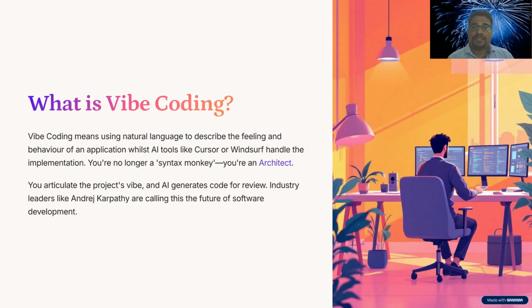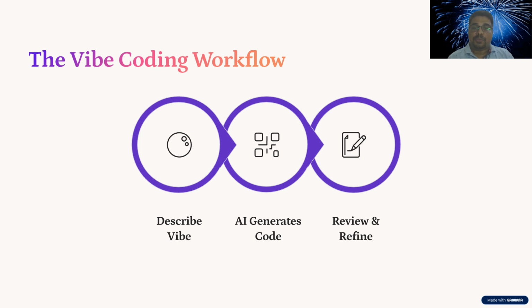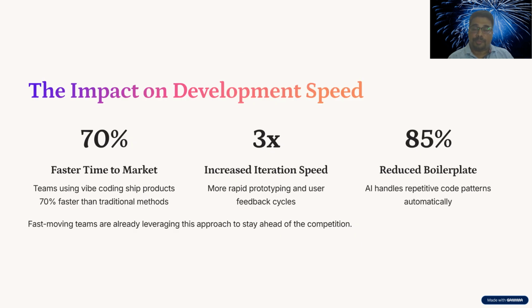Vibe coding means using your words to describe the feeling and behavior of an app, while an AI tool like Cursor or Windsurf does the heavy lifting. You aren't a syntax monkey anymore, you are an architect altogether. This is how we have to look at it. You describe the vibe of the project, and the AI sends you code to review. Industry leaders like Andrej Karpathy are calling this the new way to build software, and teams using this method are getting their products to market 70% faster than the traditional or older approaches.